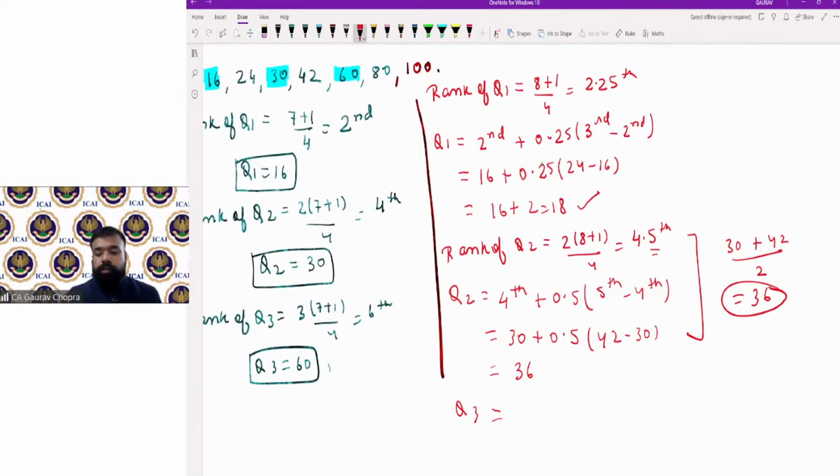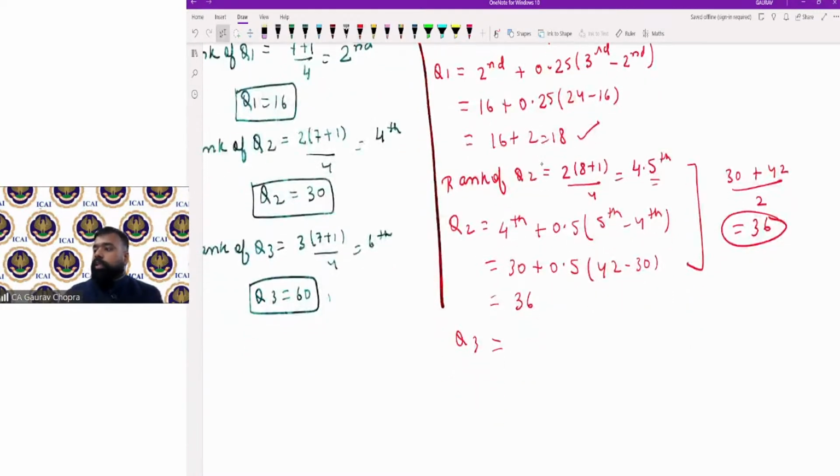Q3. Shreya is giving 75. Om Gupta 95. Swati 80. Gautam 75. So there are three different answers.